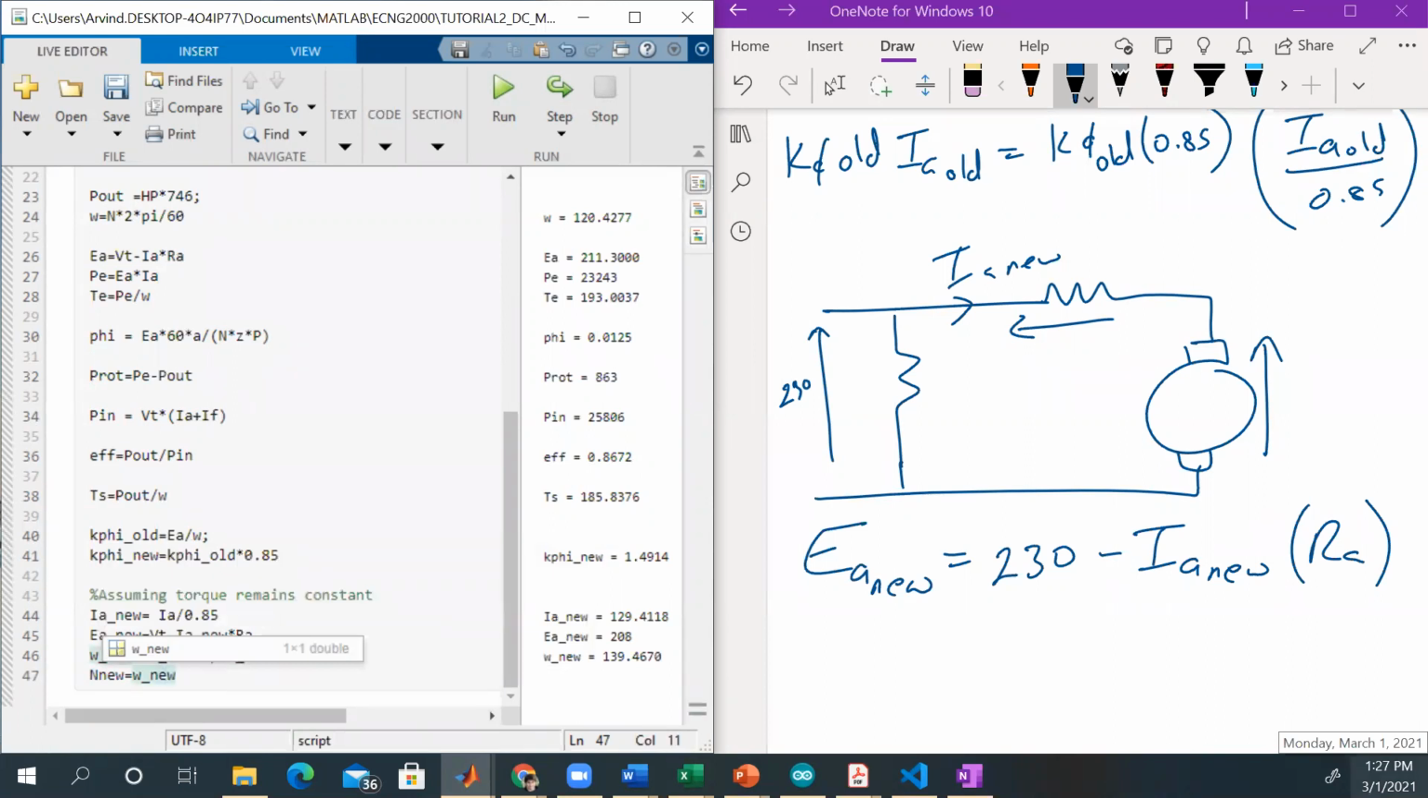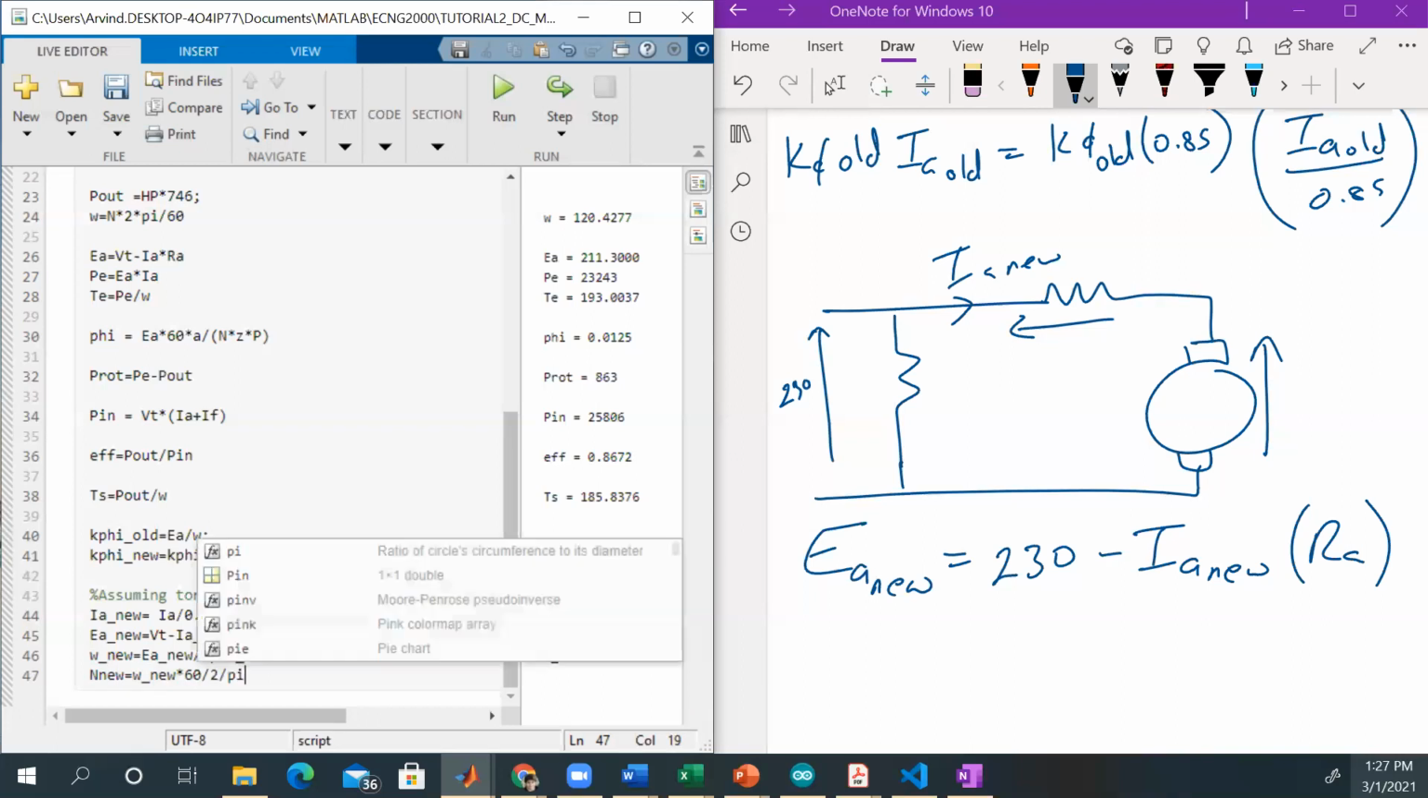And how do you think we're going to convert this one? So here we have radians per second. We want to convert to revolutions per minute. So seconds per minute, we multiply by 60. And then radians to revolutions, we divide by 2 pi.